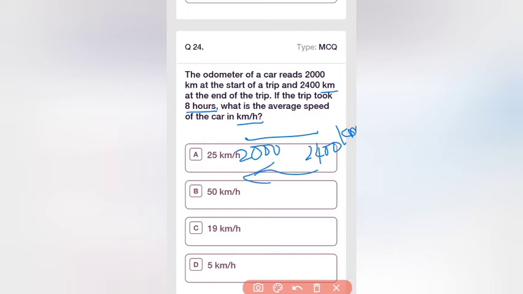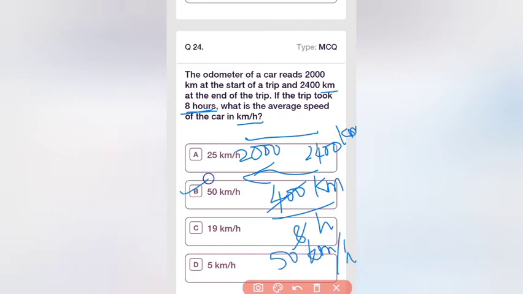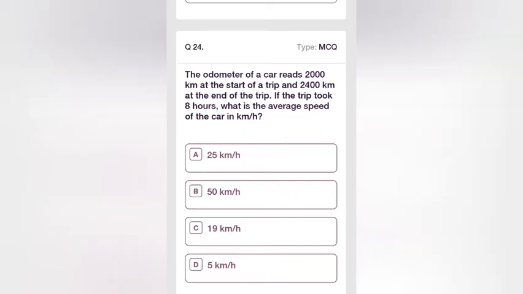What is the difference between the start and the end of the trip? It is 400 kilometer. 400 kilometer divided by the time taken, 8 hours. When we cancel, it is 50 kilometer per hour. Option B is the correct answer.